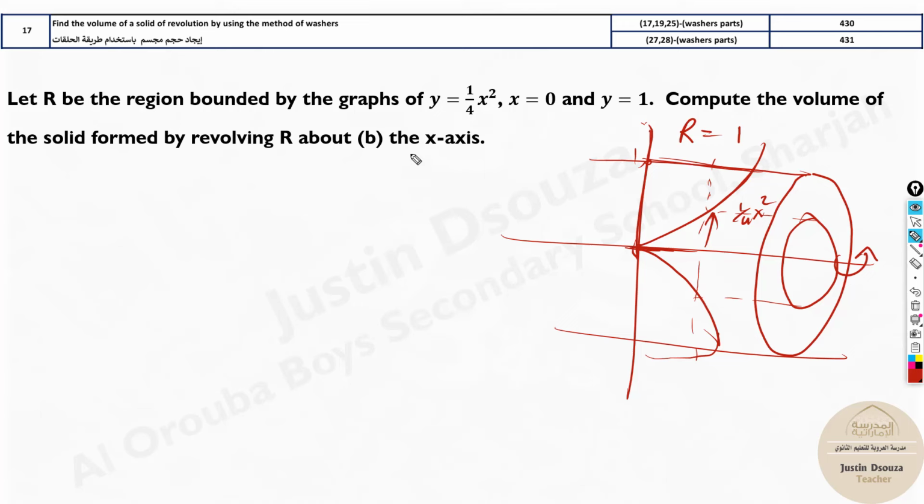It's revolved along which axis? Along the x-axis. That means like this. So which formula do we use? Now here it is very important. Since you're rotating along the x-axis, you need to consider the limits on the x-axis itself. Being along the x-axis means the formula will have dx.